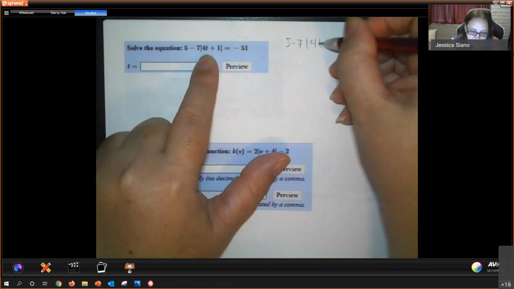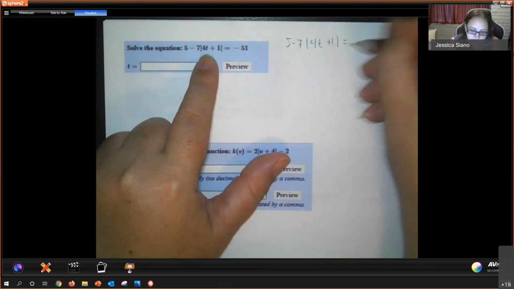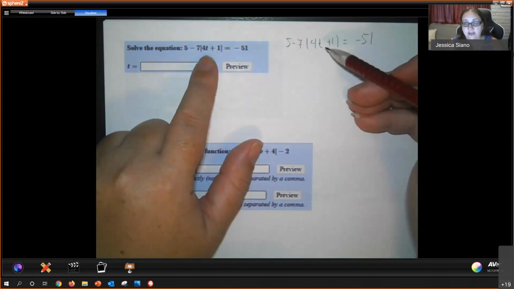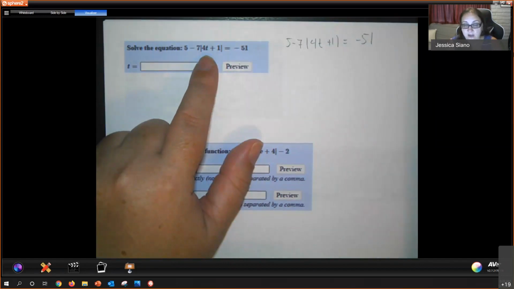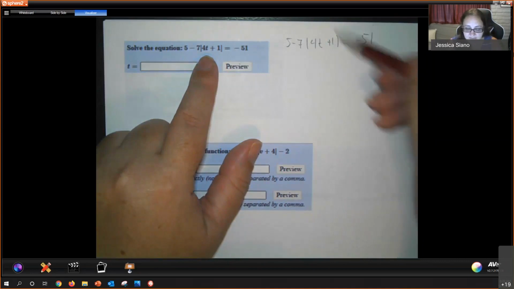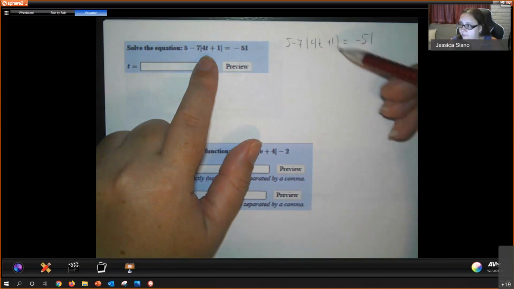absolute value has two solutions. Meaning, if I were to ask you what is the absolute value of -17, you would say 17. What is the absolute value of 17? You would also say 17. So we need to keep that in mind when we're solving these.